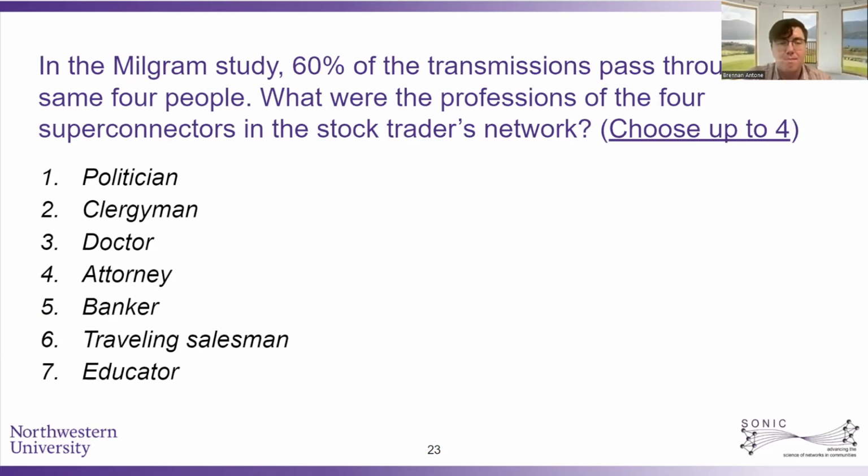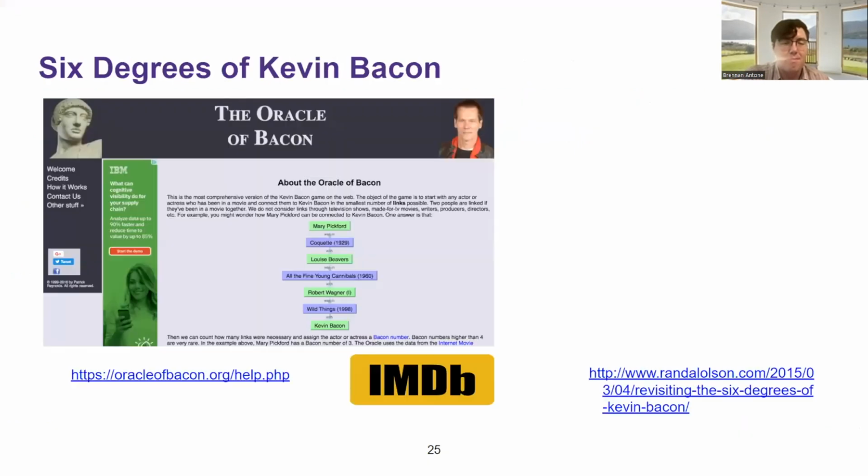Usually we then give students an engaging quiz afterwards, which is a finding effect. 60% of transmissions passed through four people, and we ask what the professions of these people are. For the sake of time, I'll give you the answer right now. It's a trick question, because there are two travel salesmen in the answer.